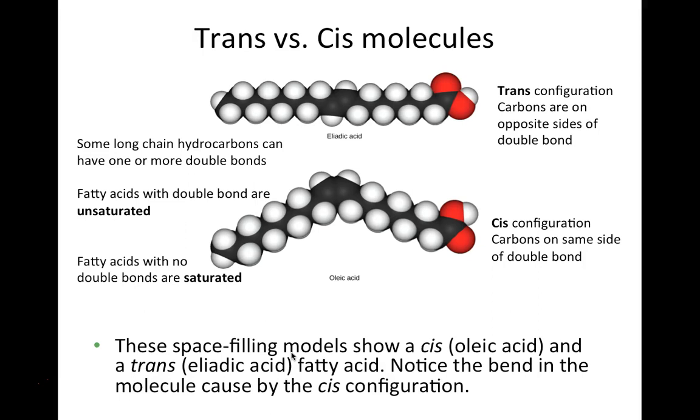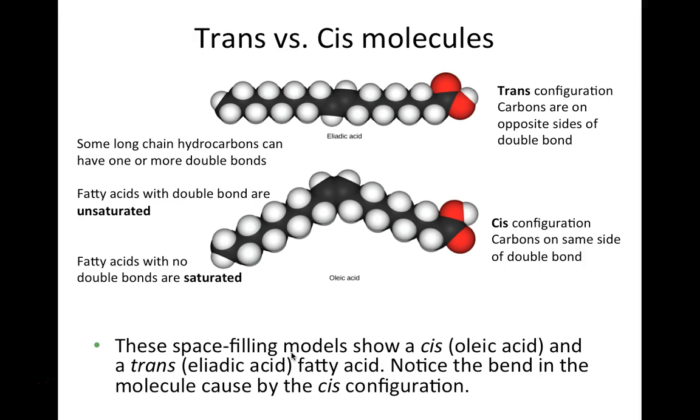Notice that the long hydrocarbon chain on the top is straight, and the one below it is bent. Well, that's because we don't have single covalent bonds all the way down along the chain in the second lower illustration. In the middle of that hydrocarbon chain, for what's called oleic acid, there is a double bond.